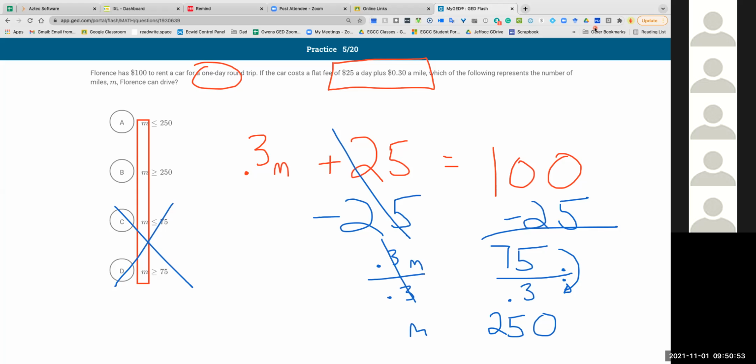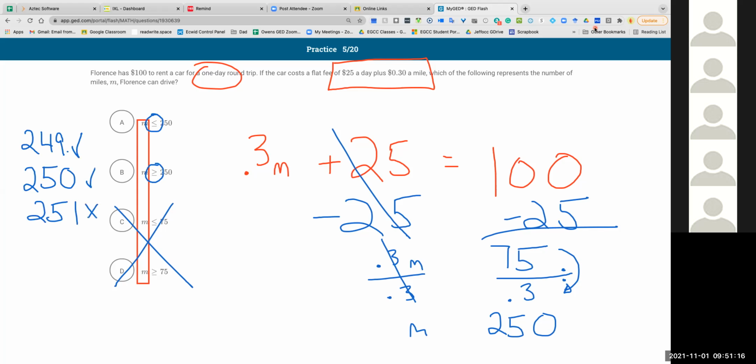So now the question is, which way does the alligator face? So remember, 249 is good. If she goes 249 miles, that's fine. She won't go over her money. She can drive exactly 250 miles. She can't drive 251 because she doesn't have the money for it.